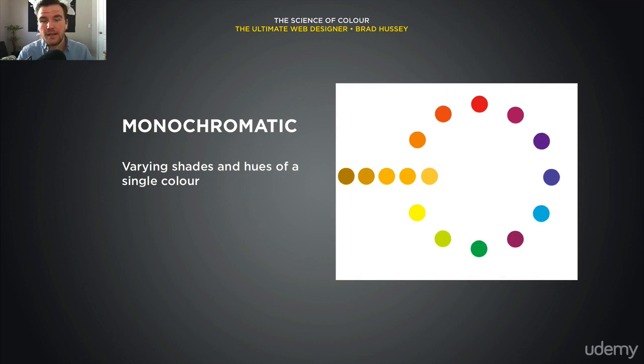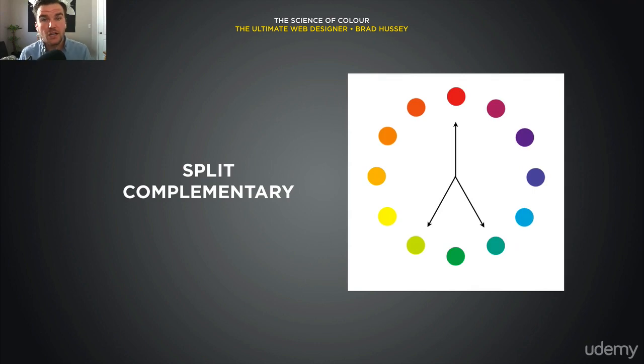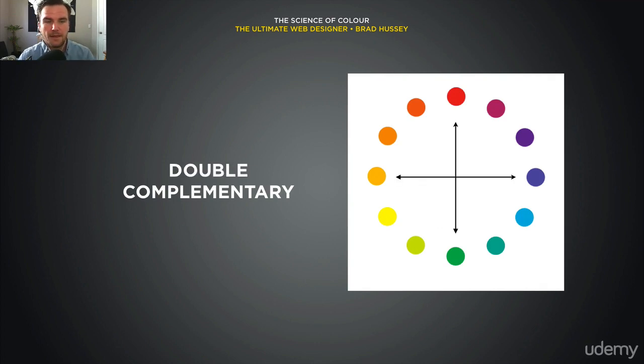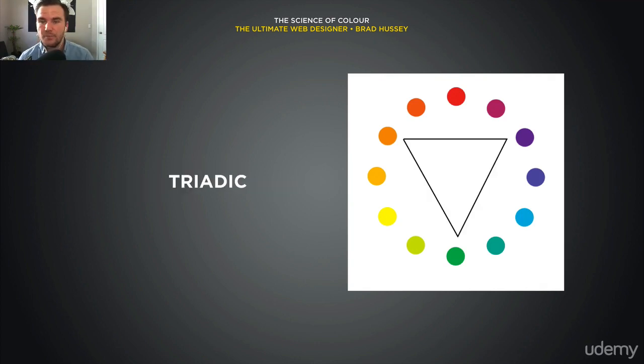Monochromatic are varying shades and hues of a single color. Split complementary, instead of the opposite, it goes opposite and splits off. Double complementary are basically four colors together in opposites. So hopefully that makes sense there. Triadic, basically a triangle on the color wheel, which gives you a triadic color scheme.